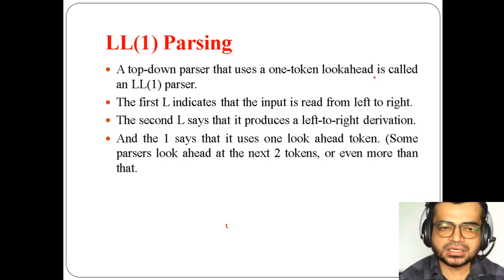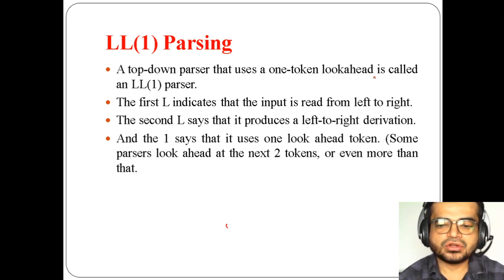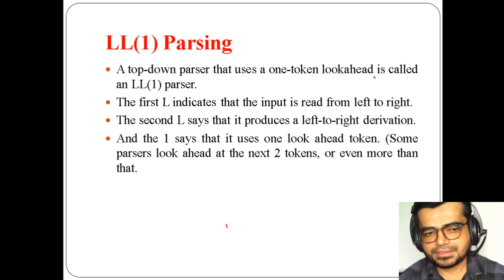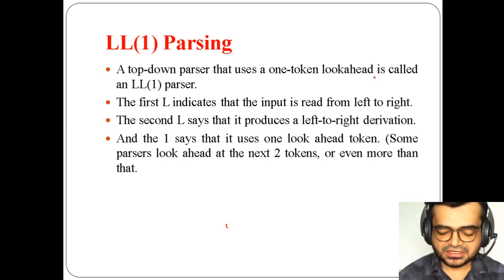So here you are using 1, which indicates that you are using one look ahead token. That means you take only one symbol, one token, into consideration in order to draw a parse tree. This is what an LL1 parser indicates.